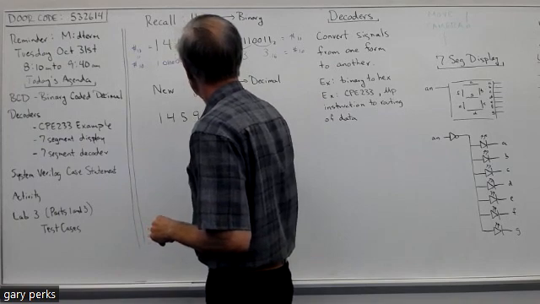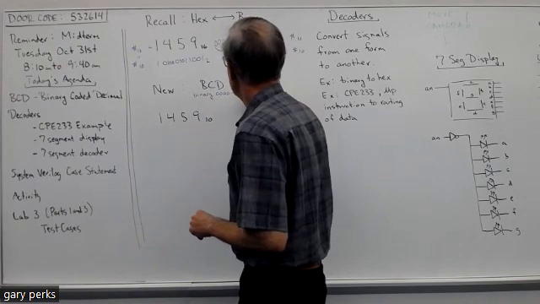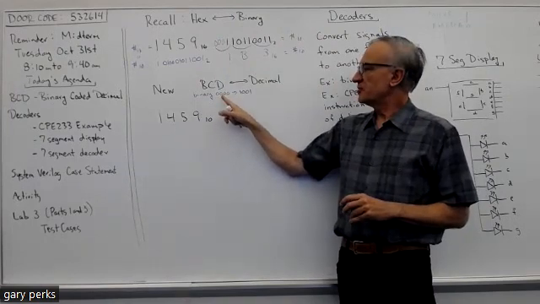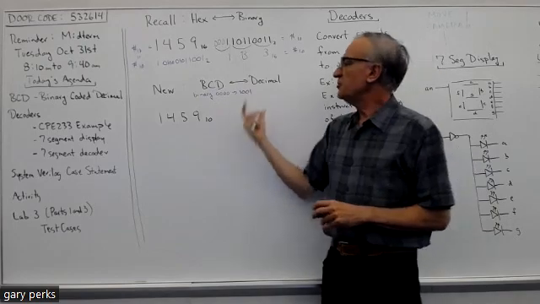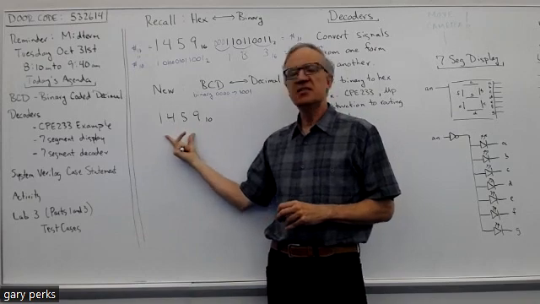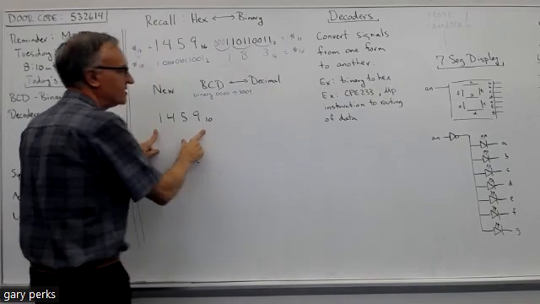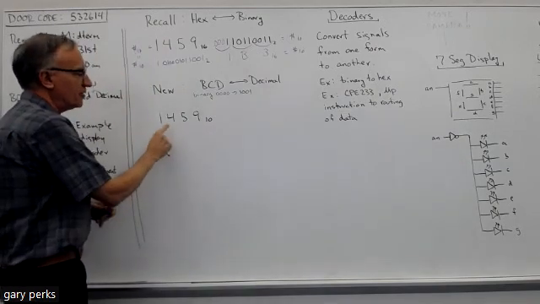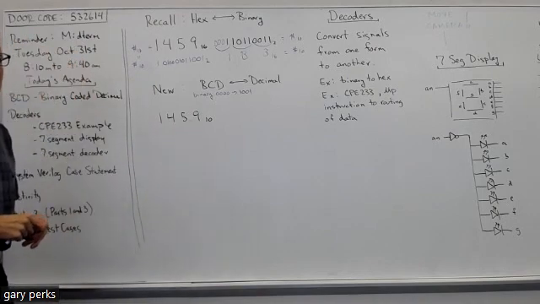It's binary from 0000, so it's also 4 bits, up to 1001. It's a subset of binary that goes from 0 all the way up to 9. We use BCD to represent decimal digits. So if I wanted to take this base 10 number and show it as BCD, I would just take each digit and represent it as a 4-bit binary number.